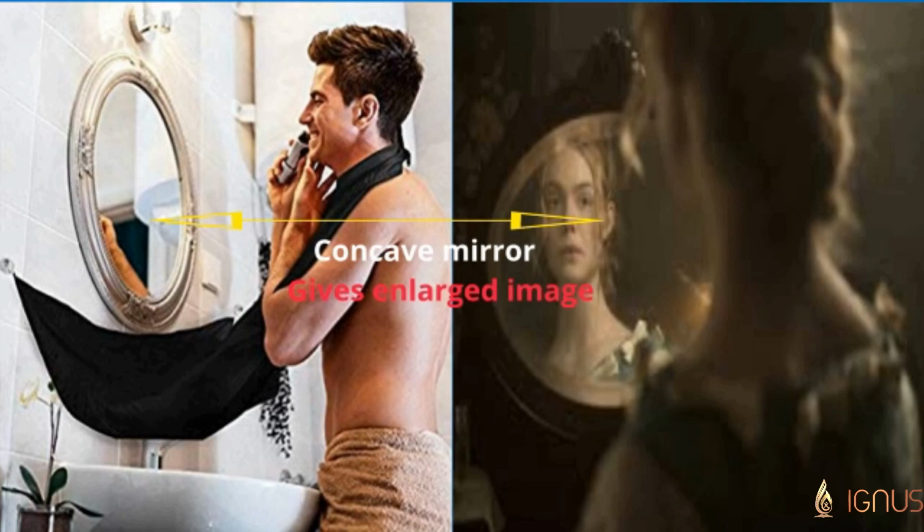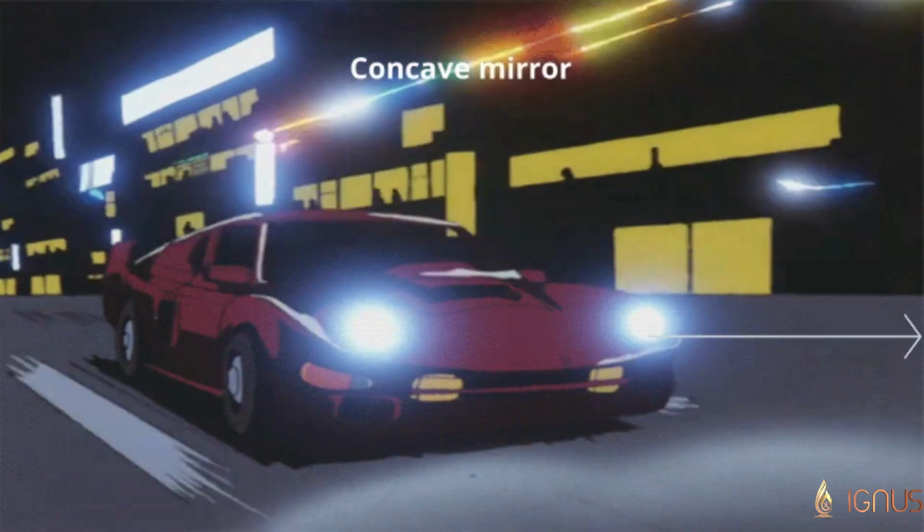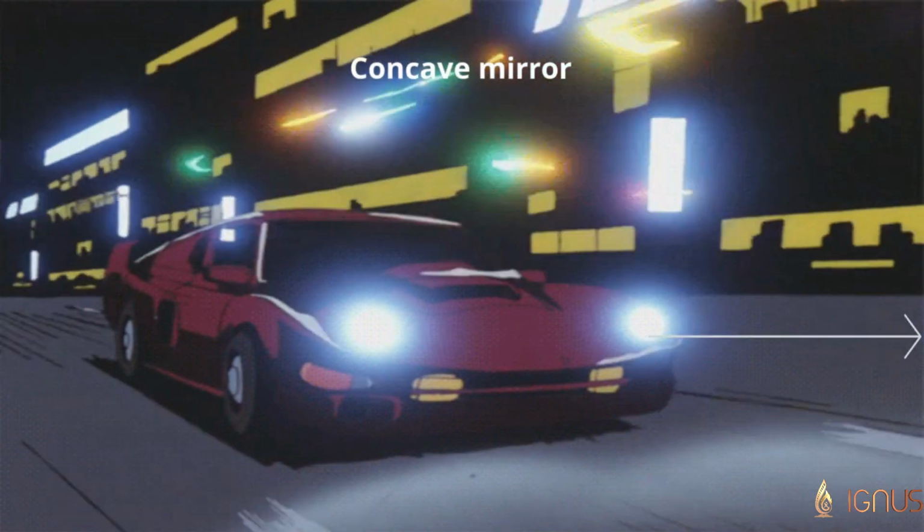One more place where concave mirrors are used is the headlights of automobiles. And why do we use the headlights? Headlights help us to see the things in front of us in dark or dim light. And using the headlights, we would want to see the things which may be at a sufficiently large distance ahead of us. So how do we achieve that?